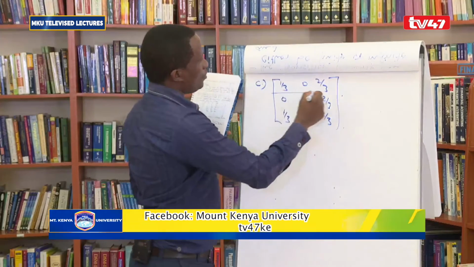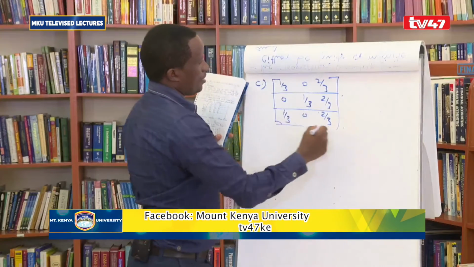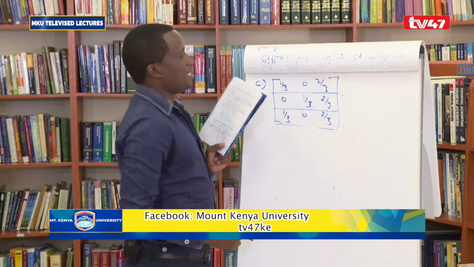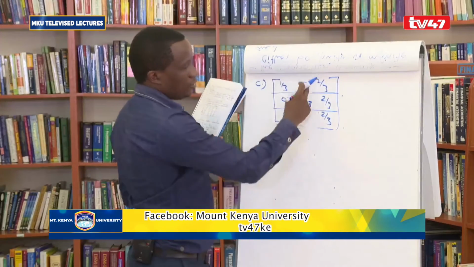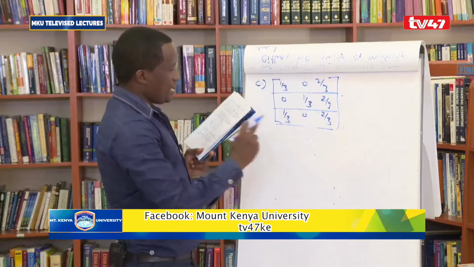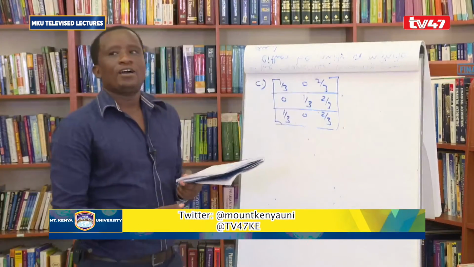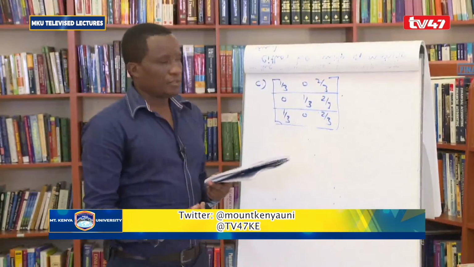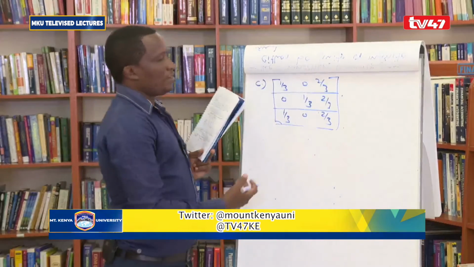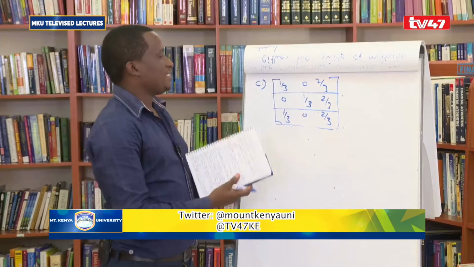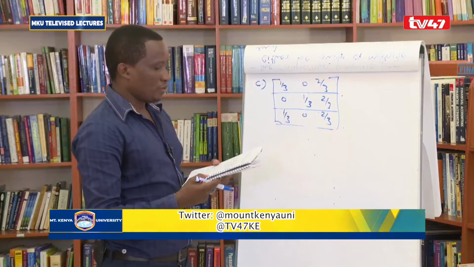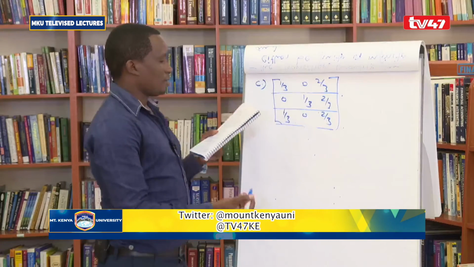So if the rows add up to 1, like in this case, then it's a stochastic matrix. You notice that the columns do not add up to 1. So if there is a situation where both the rows and the columns add up to 1, then we call that a double stochastic matrix. But if only the rows add up to 1, then we have a stochastic matrix.